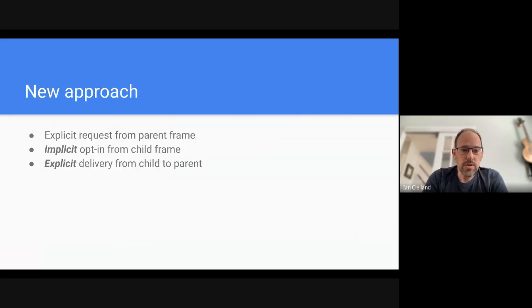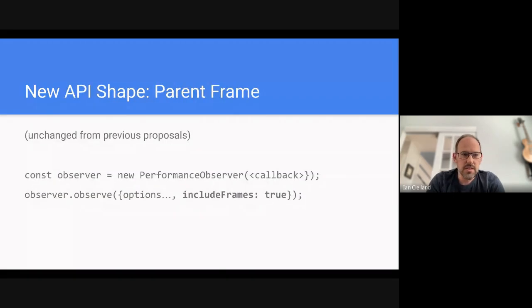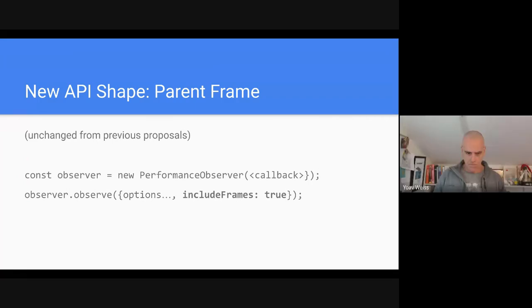So the new approach that I want to outline here still has the same explicit request from the parent frame. The difference is that the opt-in from the child is implicit in the fact that it calls a new API to do this, and explicitly controls the delivery up to its parents. Essentially, this is unchanged from the previous proposal. In the parent frame, you register a performance observer. We're not looking at the synchronous methods anymore. There just seems to be no way of making those performant. So we're using performance observer, specifying explicitly that you want to include data from child frames. And on the parent side, that's all you need to do.